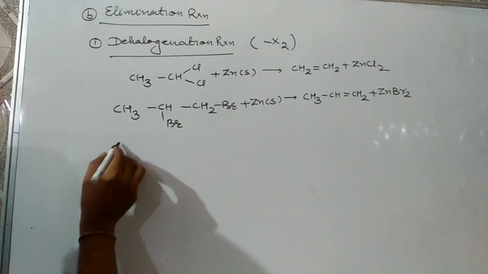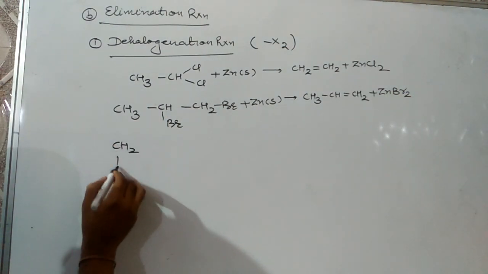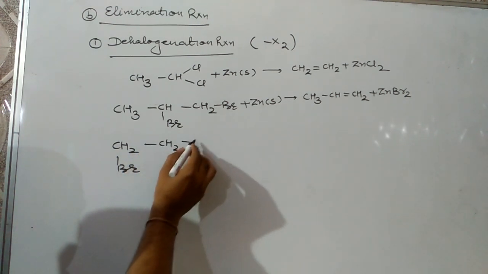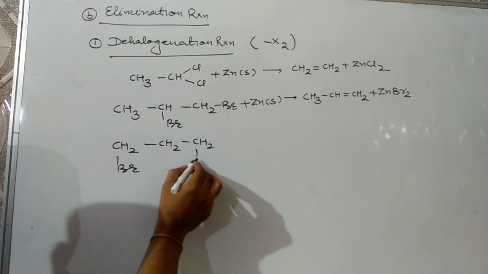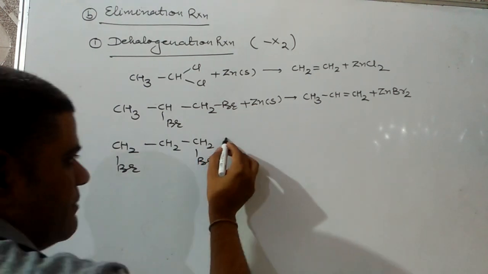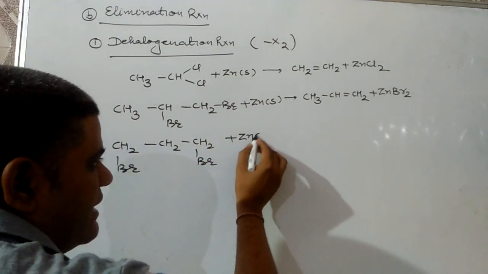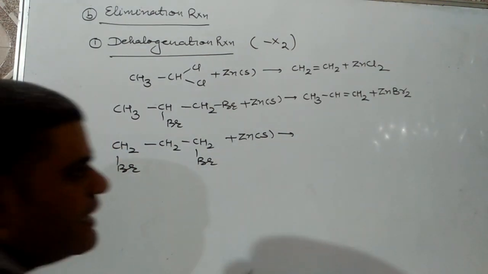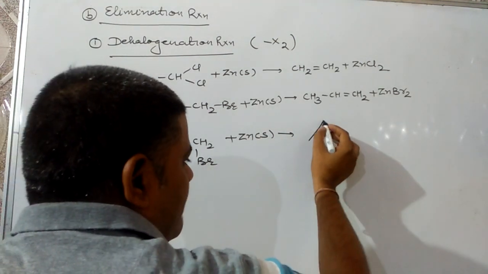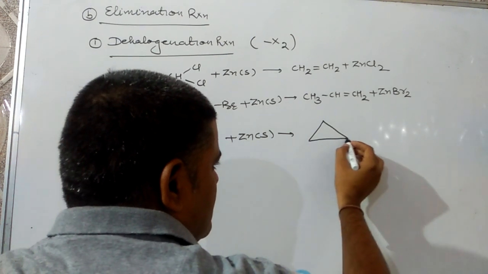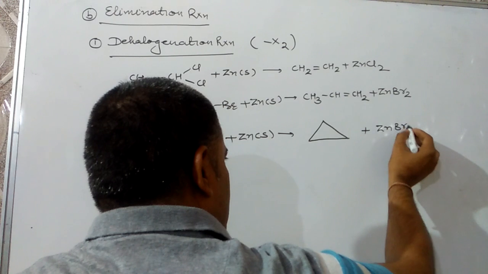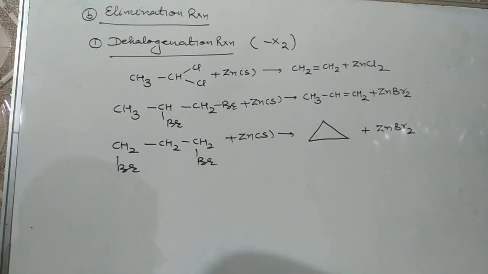Next case may be, what will happen when 1,3-dibromopropane reacts with zinc metal. As I have mentioned, the two halogens are at alternate positions, so cyclization will take place and we will get cyclopropane as a product. Now, two most important questions.